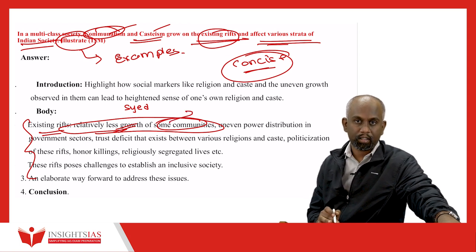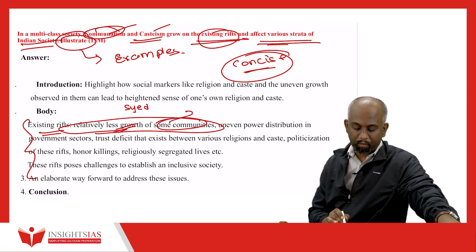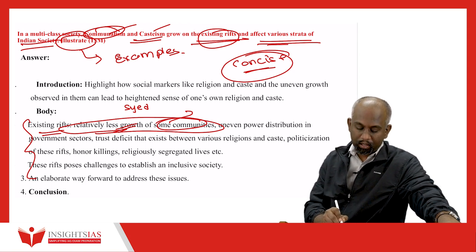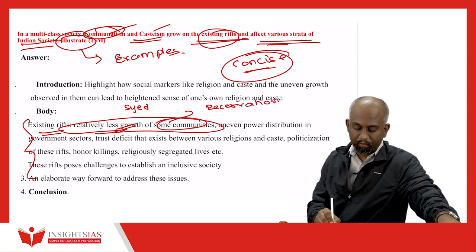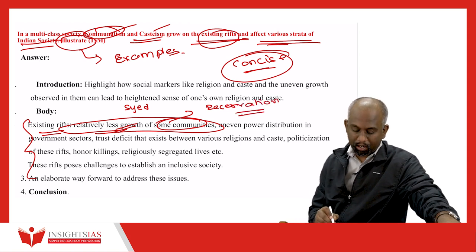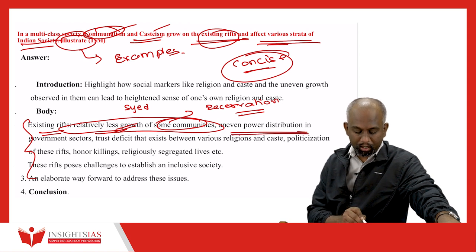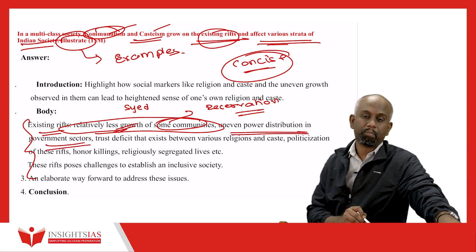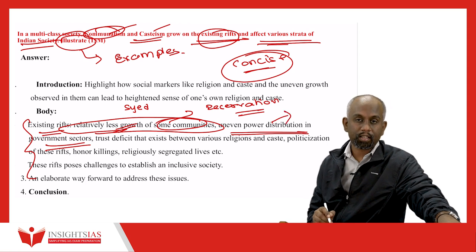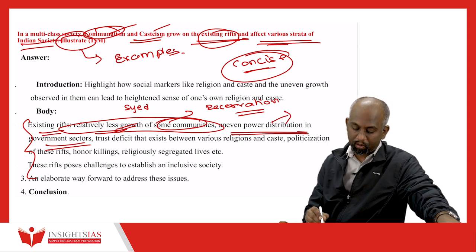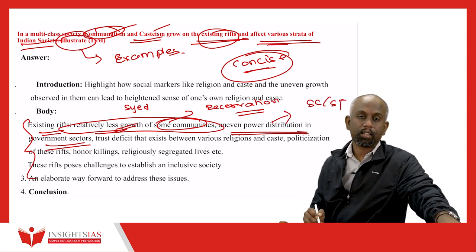We need to fight it. And how is this relatively less growth of some communities manifesting itself? It can be related to the reservation movements that we are seeing, right? Apart from that, uneven power distribution in government sectors. People are asking for OBC reservations. People are asking to be included in the SC, ST.